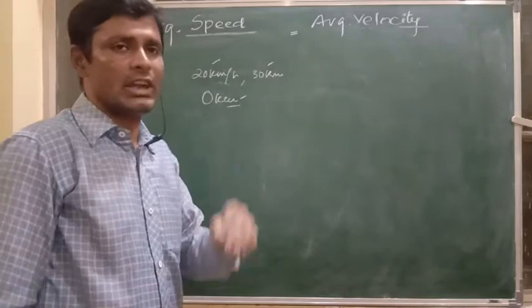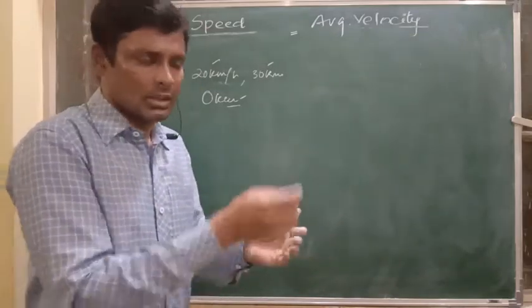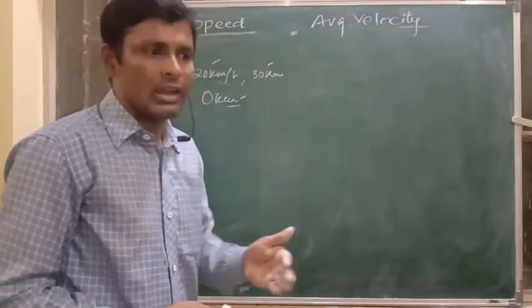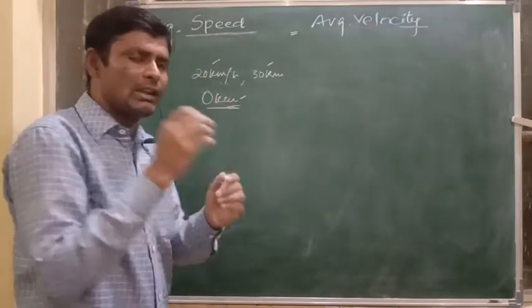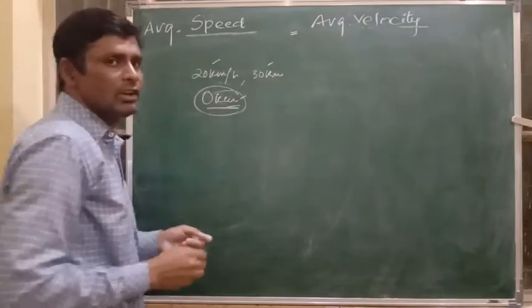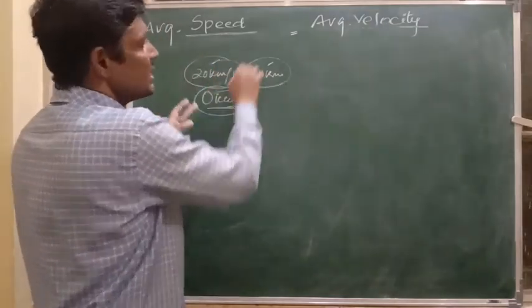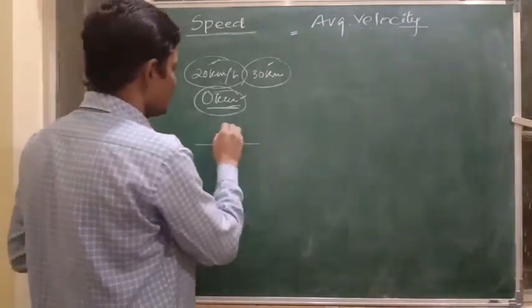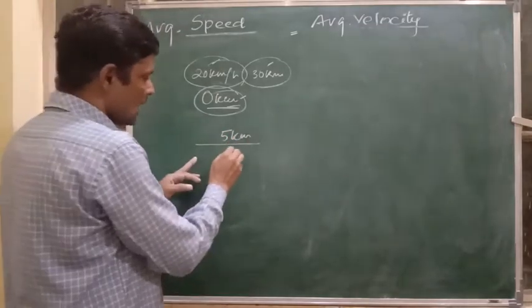When you measured it at different points, suppose there was some specific point on your way where you stopped for a while. At that point you had 0 velocity. That velocity at that point is called instantaneous velocity, and these are the instantaneous velocities at different instants. Suppose your school is 5 km from your home, and it takes half an hour to reach.